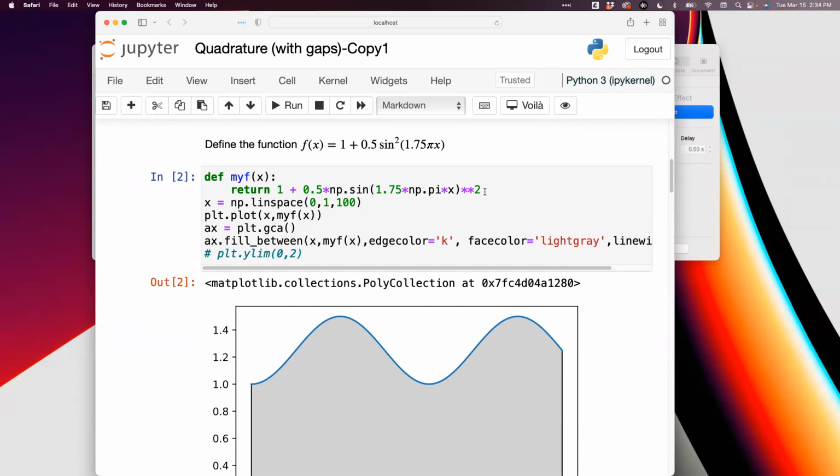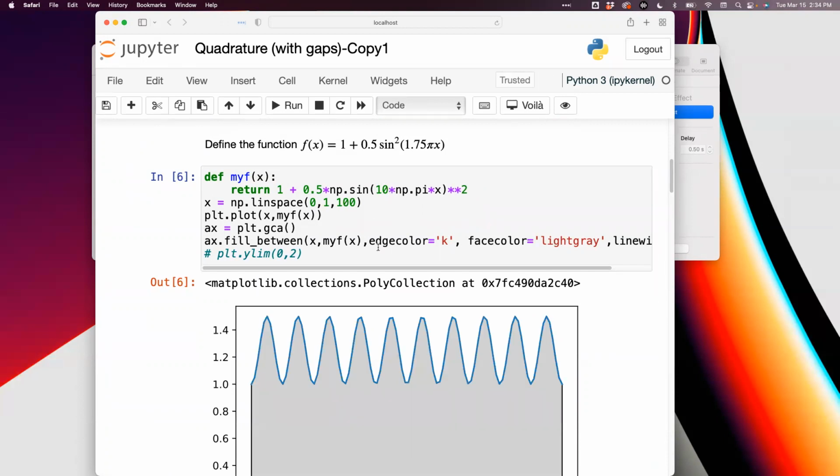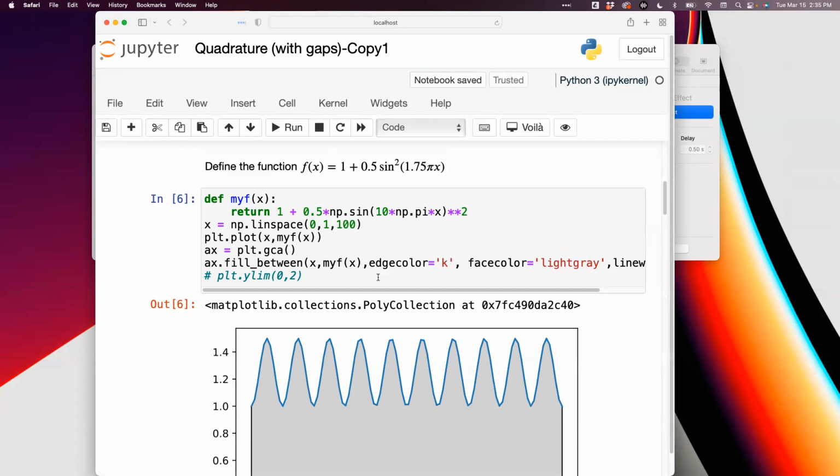So we can do that. How do you increase the frequency? Let's make this like 10. Right? So we've increased the frequency of that function. Okay. Now my hypothesis is that our integral formulas are going to be quite off.